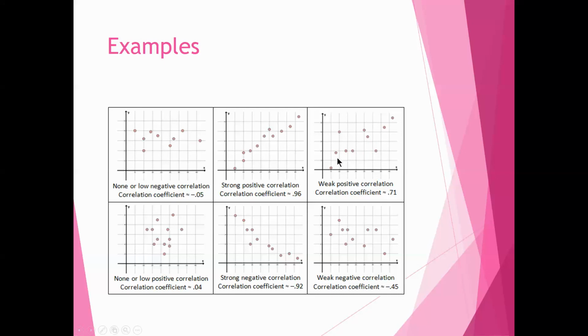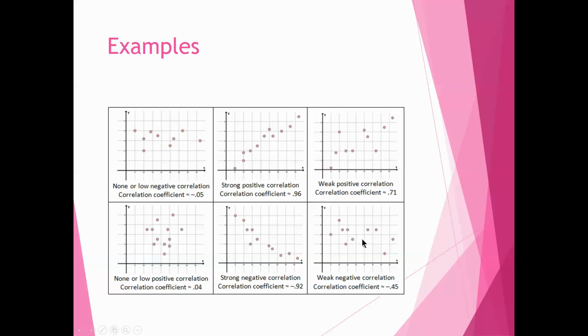So they call it weak. I would call it moderate myself. That seems to me like a moderate relationship. But 0.71, you get much below that, and it doesn't begin to look like much. Here's again, basically no relationship. Looks like a big cloud. Here's a strong negative relationship. So the correlation coefficient is negative 0.92. And then here is again a weakish or moderate one, but more on the weak side, negative 0.45.